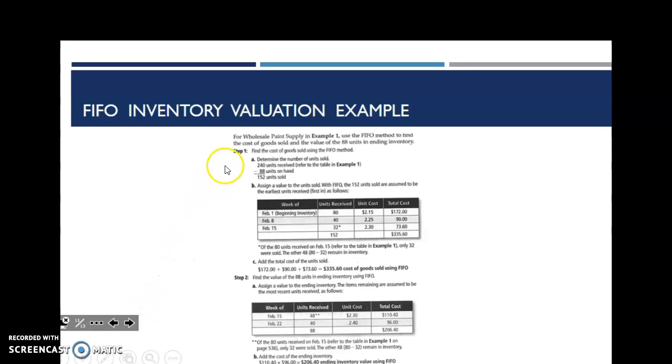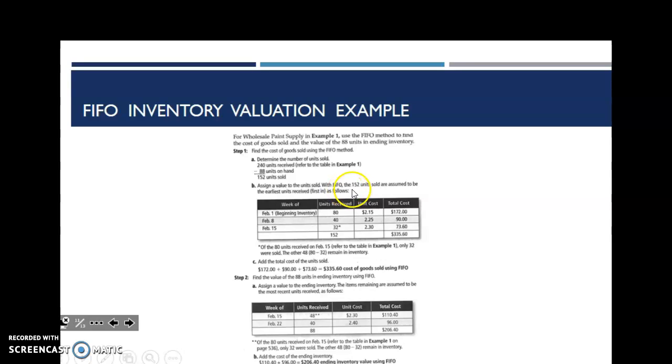And an example of how to calculate this, going back to wholesale paint supply, this time we're going to use the FIFO method to find the cost of the value of the 88 units in ending inventory. So the first thing we're going to do is find out how many were sold. And remember, we're doing first in, first out. So if we purchased 240 units from example 1, the average cost example, and we have 88 left, we sold 152 units.